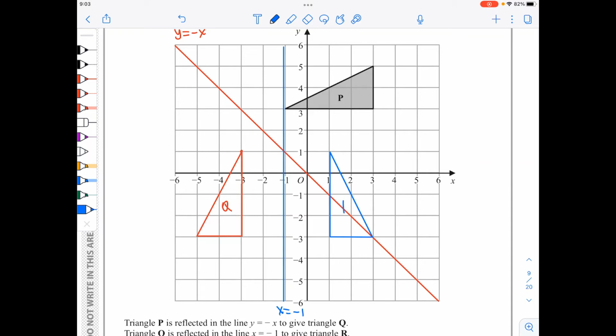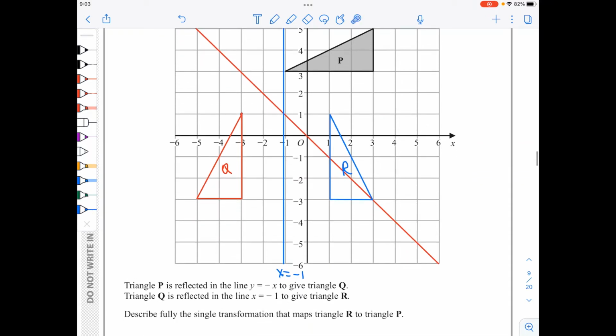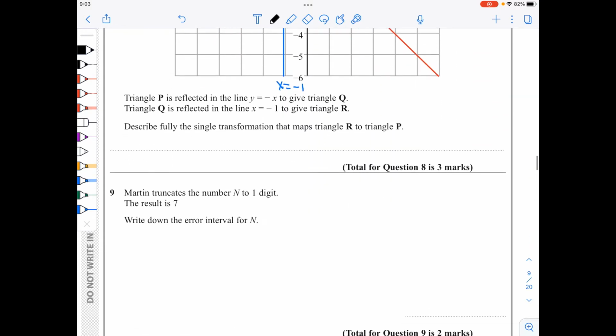So this is R here, and we need to describe fully how I can go from R to P. I see that the orientation has changed, so it's obviously a rotation. I can use my tracing paper to identify the center of the rotation and the angle and direction of the rotation. So it turns out that it's a rotation through 90 degrees anti-clockwise about (-1, 1).